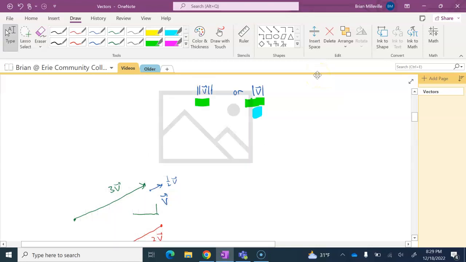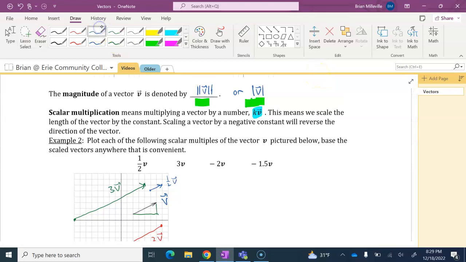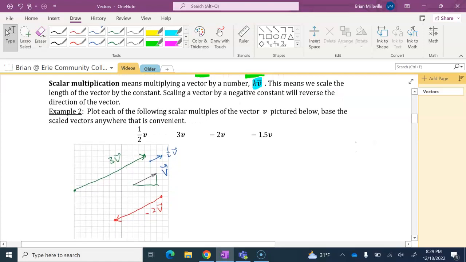What does it mean to multiply a scalar by a vector? What we're going to do is just increase or decrease the length if that number is larger than 1 or smaller than 1. If we're multiplying by a negative constant, then we're going to flip the direction around. So the vector v pictured is this first one here. Notice we're going to go from the tail to the tip, and that's counting over 1, 2, 3, 4 units to the right, and it's going up 2.